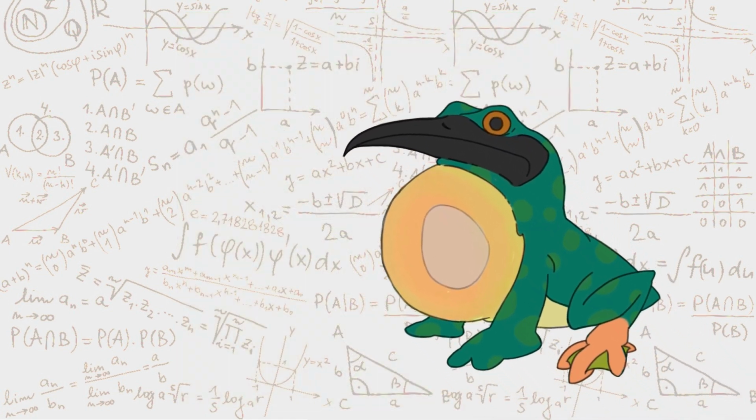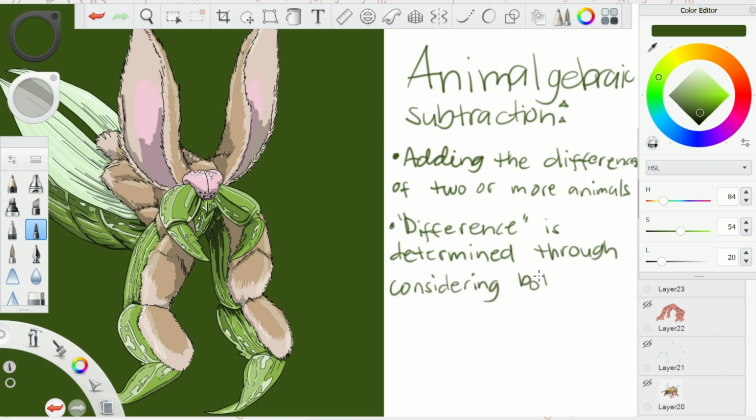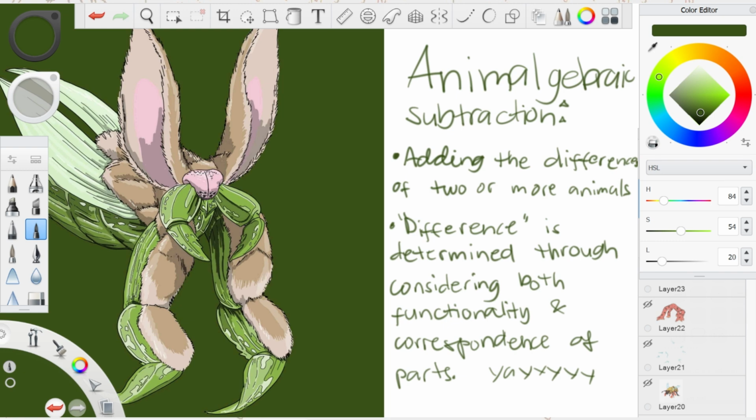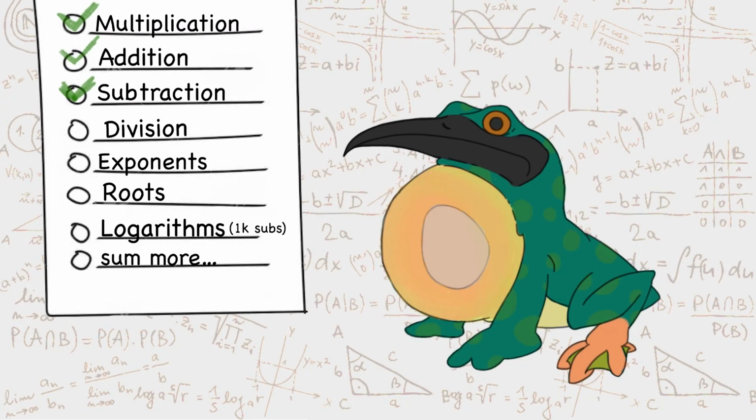Because yeah, that's pretty much it. To summarize, animalgebraic subtraction means to add the differences of 2 animals. The differences are determined through considering the correspondence and the functionality of parts. Anyway, yeah, let's put a check mark on subtraction.